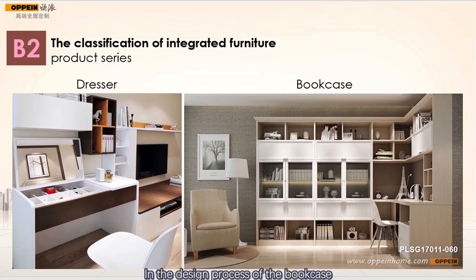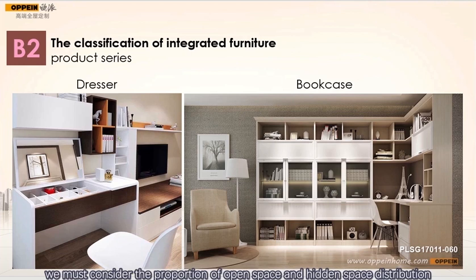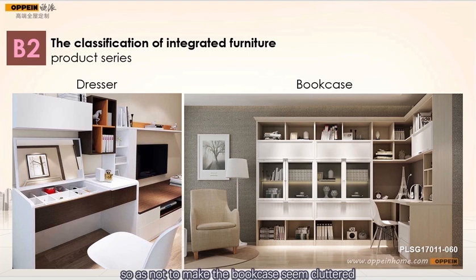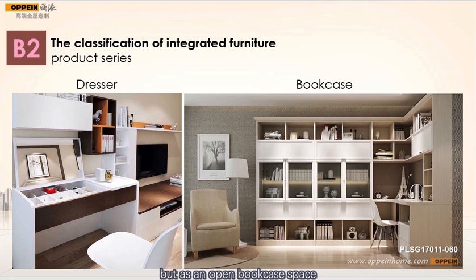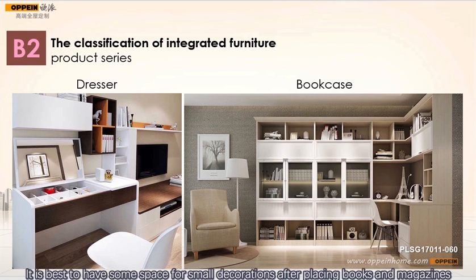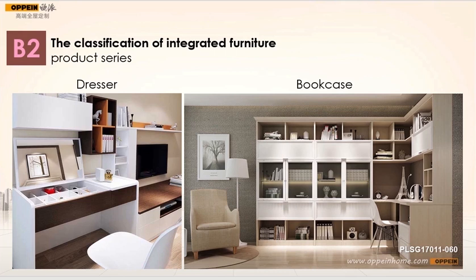For the bookcase, in the design process, we must consider the proportion of open space and hidden space dispersion, so as not to make the bookcase seem cluttered. Generally, the depth of bookcases and bookshelves is about 30 to 35 centimeters, but as an open bookcase space, it also needs to ensure the visual aesthetic effect. It is best to have some space for small decorations after placing books and magazines.